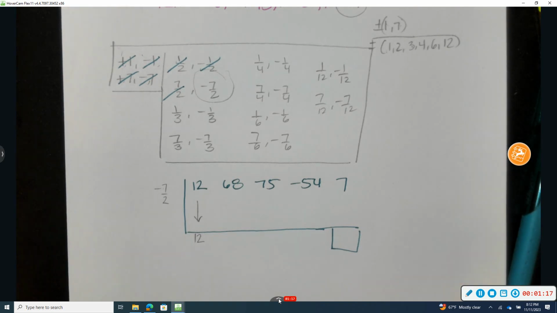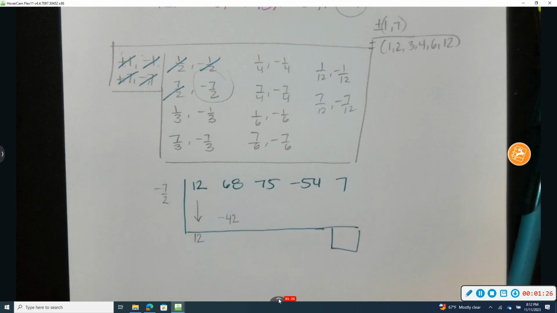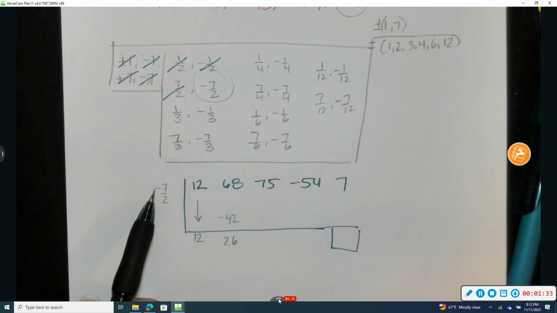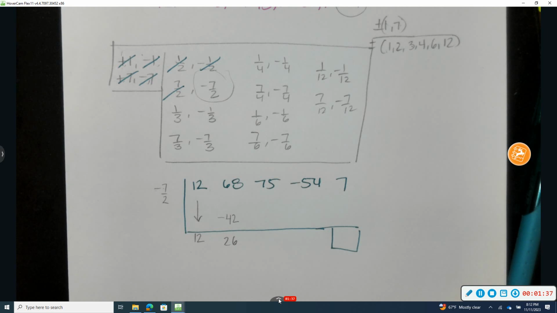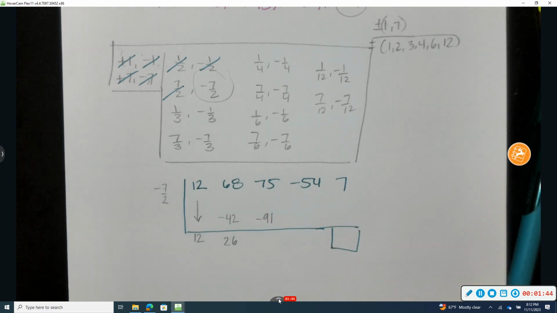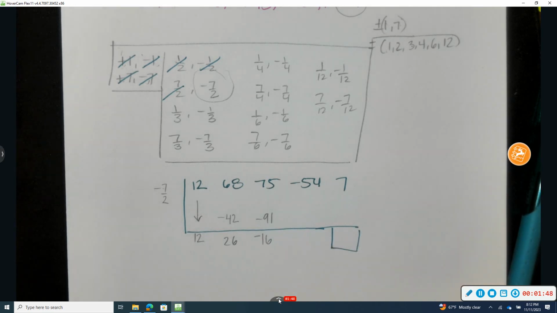Okay, so I'm going to take negative 7 times 12, and I get a negative 84. I divide it by 2. I end up with a negative 42. Now, 68 and 42 are different signs, so I'm going to subtract and keep the sign of the larger number. Next, I'm going to take negative 7 times 26, and that's negative 182 divided by 2 to get a negative 91. Now, 91 and 75 are different signs.